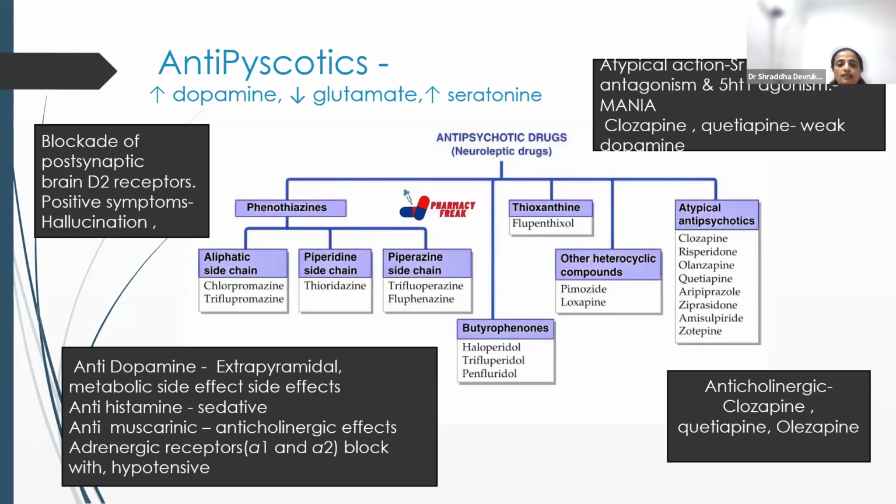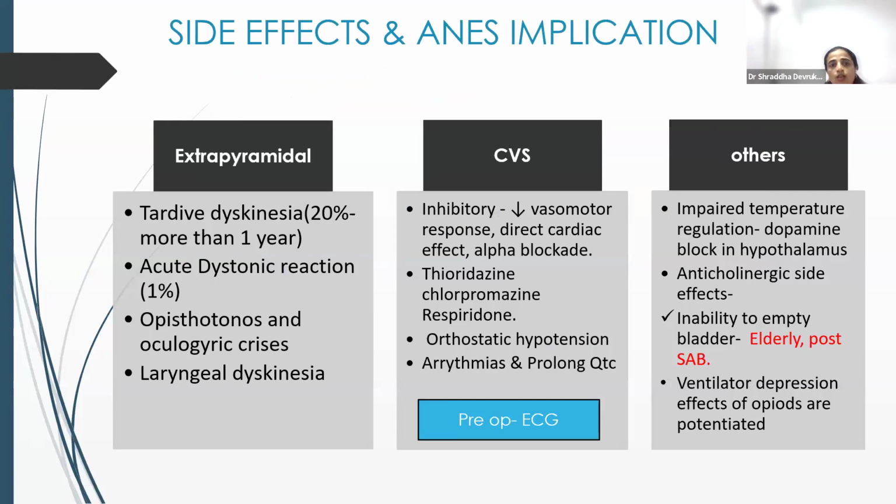Antihistaminic property, they may be sedative, so it can precipitate, especially when you are using it during TIVA cases, they can exacerbate this. Then antimuscarinic, anticholinergic effects are seen. Adrenergic receptor blocking, so hypotension is seen. Extrapyramidal effects, like I said, like tardive dyskinesia. So there are involuntary movements of the tongue, hands, limbs, and acute dystonic reactions. If the patient is on antipsychotics for 1 year, 20% of the patients will have these extrapyramidal side effects. And about 1% of the patients can also have dystonic reactions, oculogyric crisis.